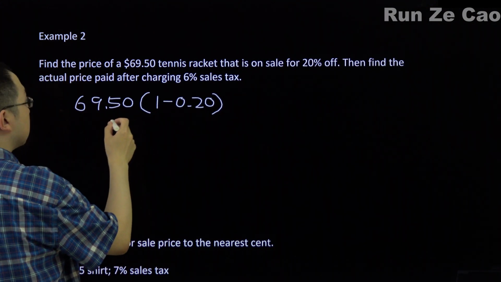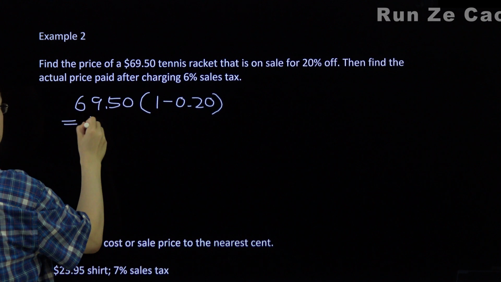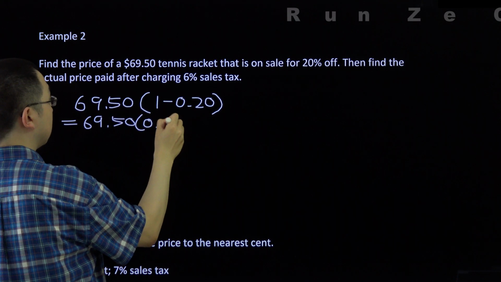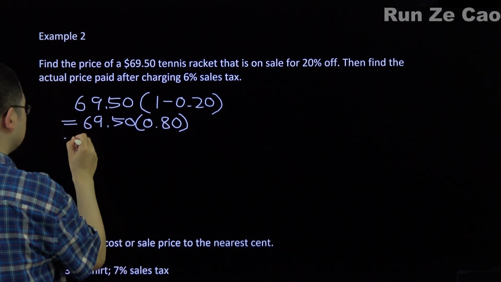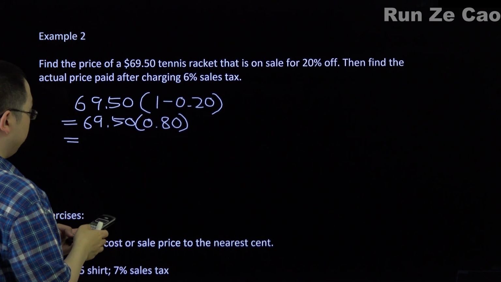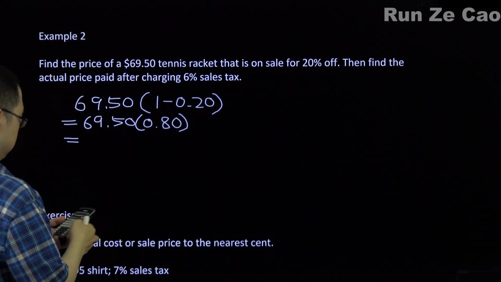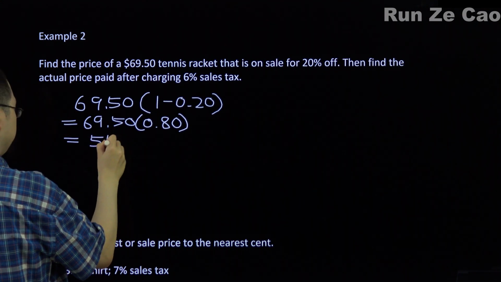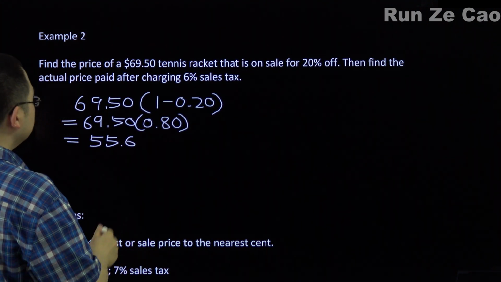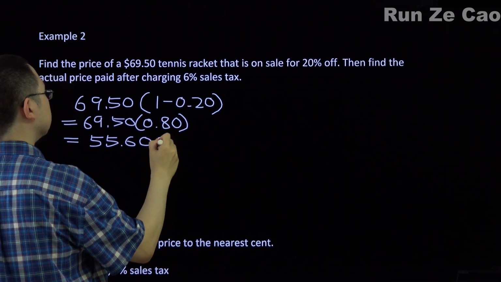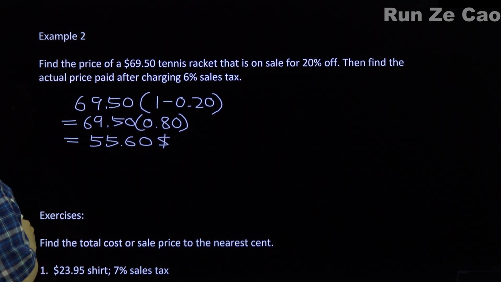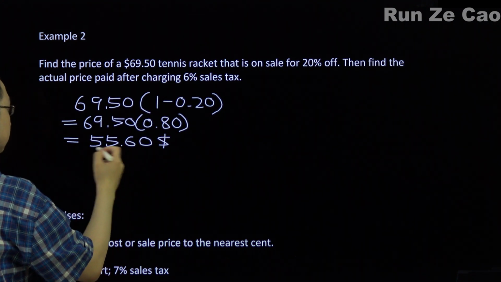So this is 69.50 times 0.80. So 69.5 times 0.8 is $55.60. Okay, actual price paid after charging 6% sales tax?